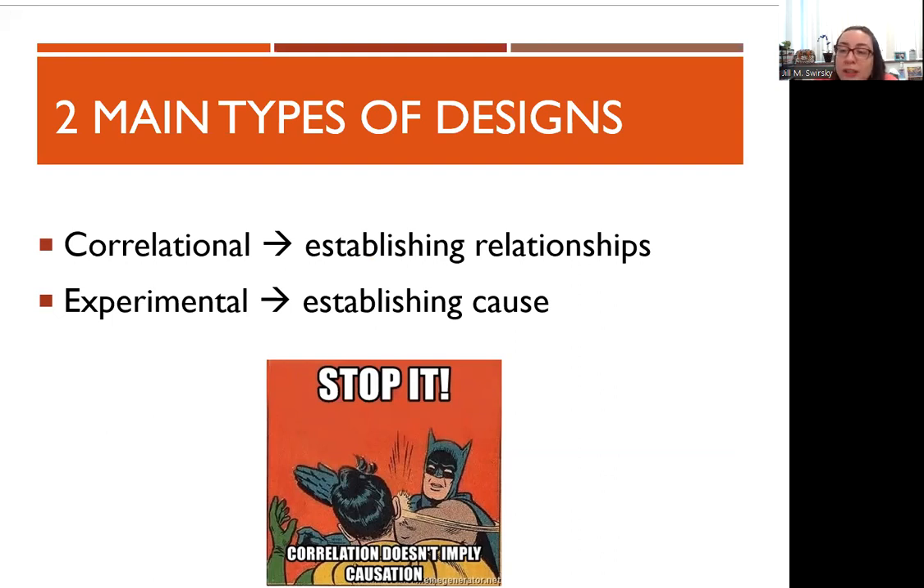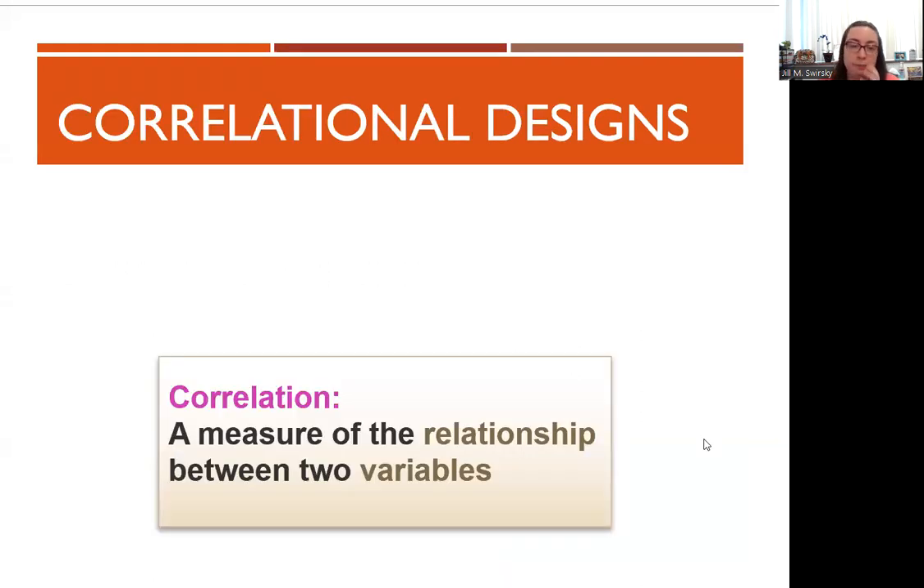In a nutshell, correlational research looks for links, looks for establishing relationships between two variables, while experimental designs allow us to establish cause and say that a variable causes another. We'll come back to experimental in the next lecture, but let's start off by talking about correlational research design.